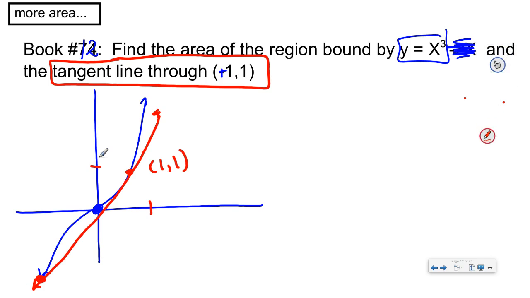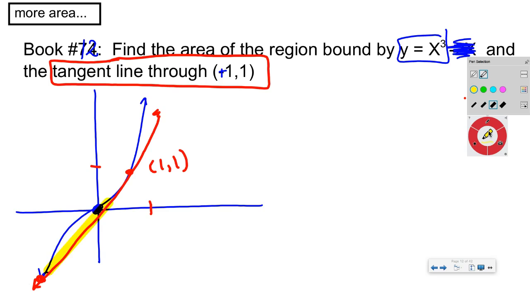Let's go get a highlighter and shade this in. This is the area we're in search of. We're just going to use yesterday's stuff to find that.